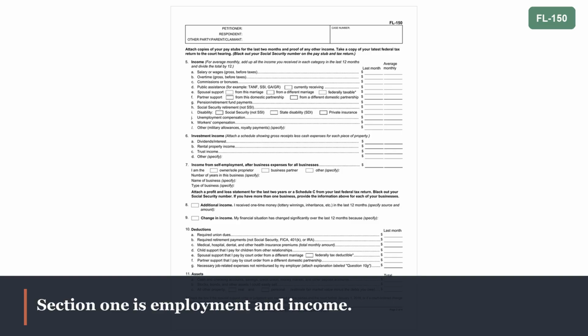If you hold more than one job or your hours change from period to period, report each source separately and show your math for how you got to that average. The court wants a realistic, sustainable number, not your best or worst pay period.